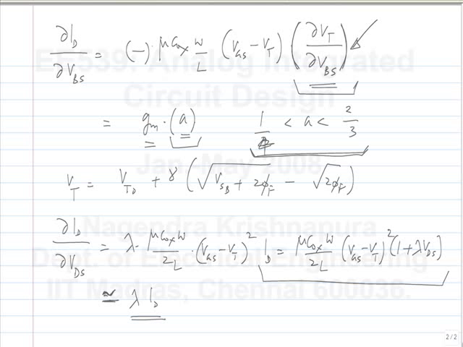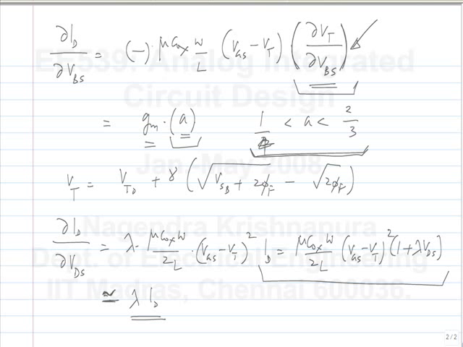You should be very comfortable in deriving the small signal equivalent and using it, because we do it all the time. In every analog circuit, we'll have to do this. So we now have the DC picture of the transistor in large signal as well as DC small signal picture.